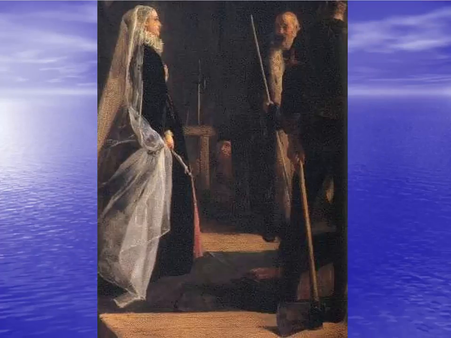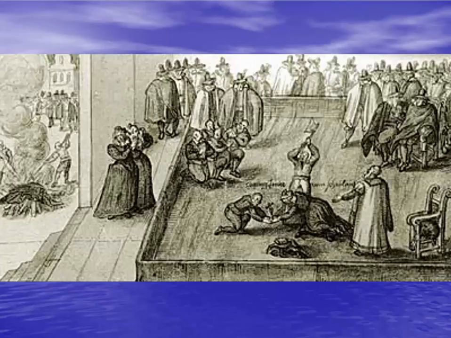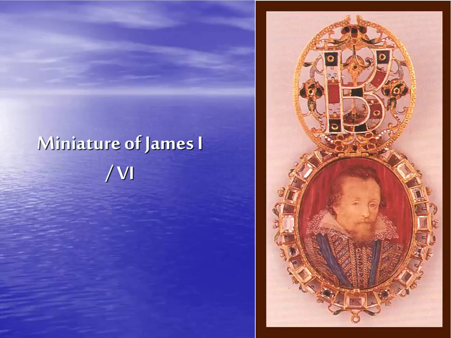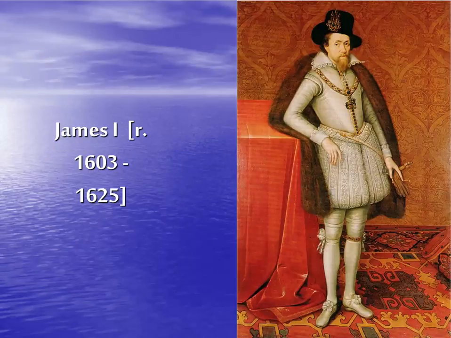She's there wearing a black dress, but you could see there's a little bit of red because supposedly before she went to her execution, she took off the black robe. She was wearing red, which was the color of martyrdom, because she felt that she was a martyr to the Catholic faith. So there she is being executed. And that's a miniature of James the First, or James the Sixth. So he's James the Sixth of Scotland.